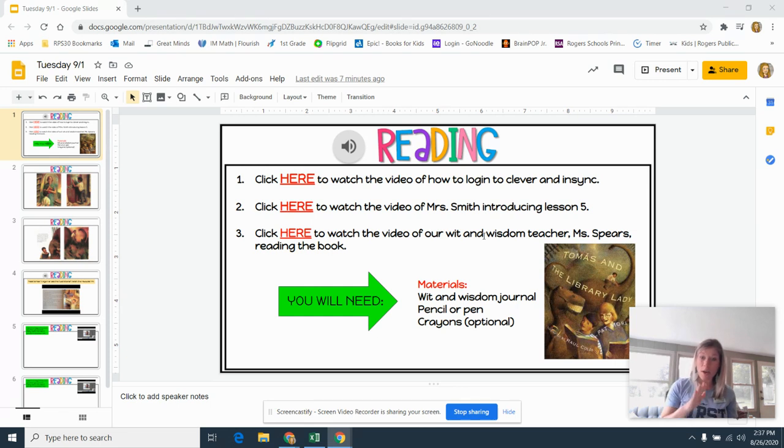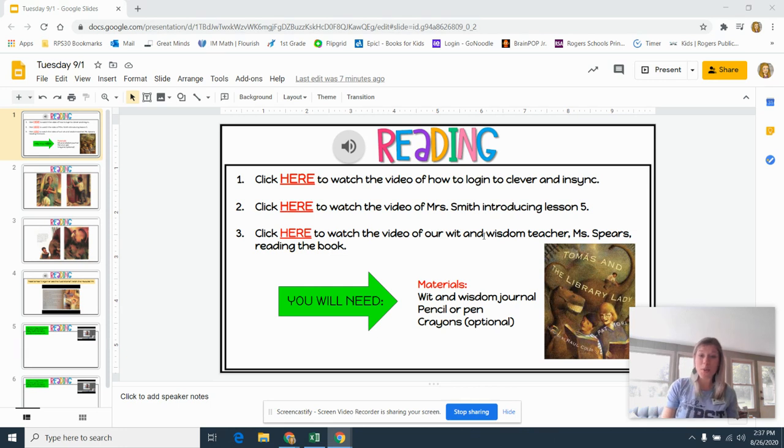So make sure that you have your journal ready and try to keep it organized. We don't want to skip pages or lose our place in our journal because sometimes you're going to have to go back and find your work from the previous day. So try to keep it in order. You might even number your pages so you know where you are. You might put a bookmark in. Those kind of things will help you stay organized so you can find your work very easily.